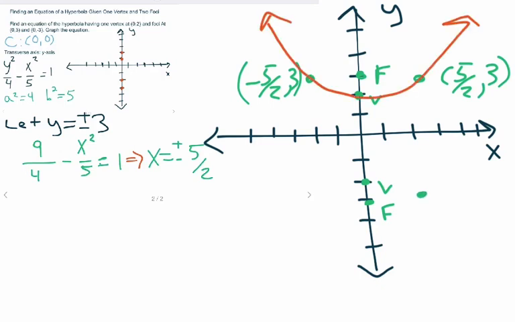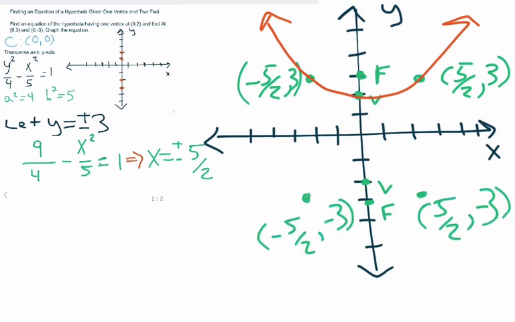Our other additional points occur at (5/2, -3) and (-5/2, -3). We sketch our second branch of the hyperbola. This completes our graph and concludes our example.